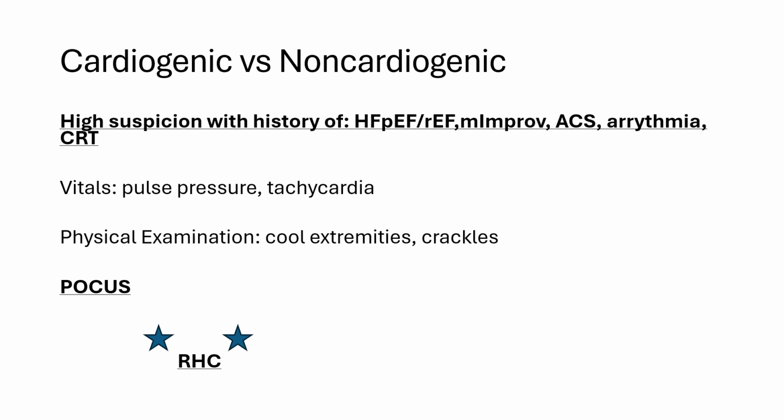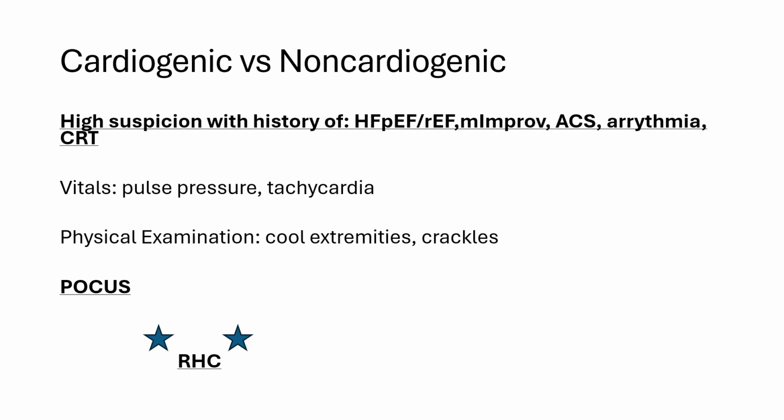Now that you have all these chemical markers and evidence of end organ damage, maybe that person previously was encephalopathic, maybe they were hypotensive, all these signs are pointing towards shock. And now you're trying to figure out cardiogenic or non-cardiogenic. So it always goes back to history and physical. You have to have a high suspicion that somebody's in cardiogenic shock.